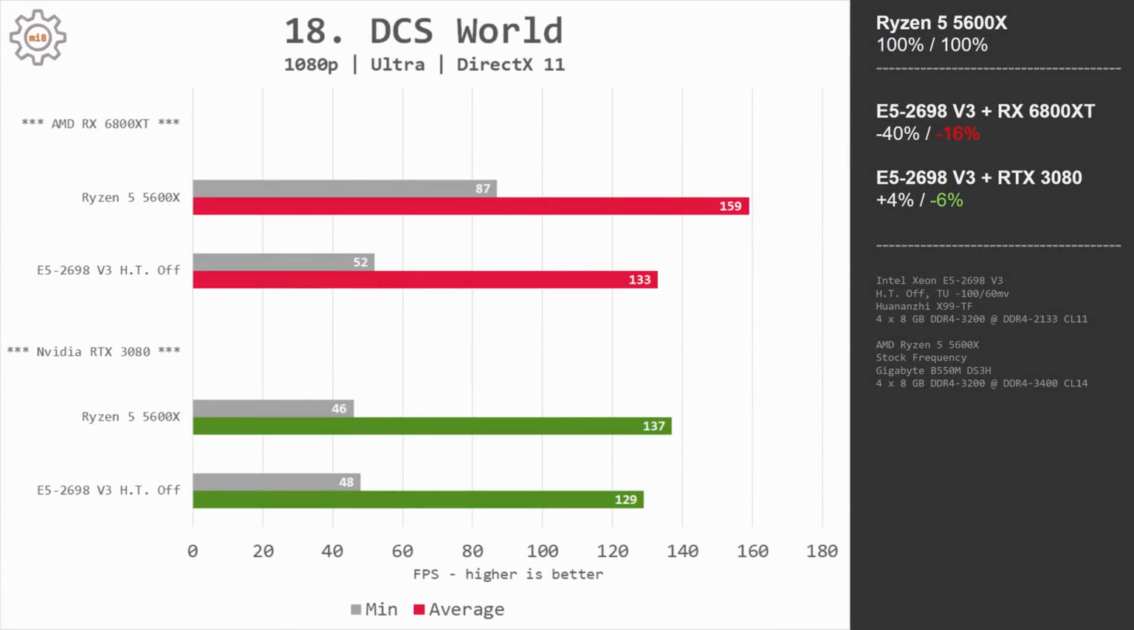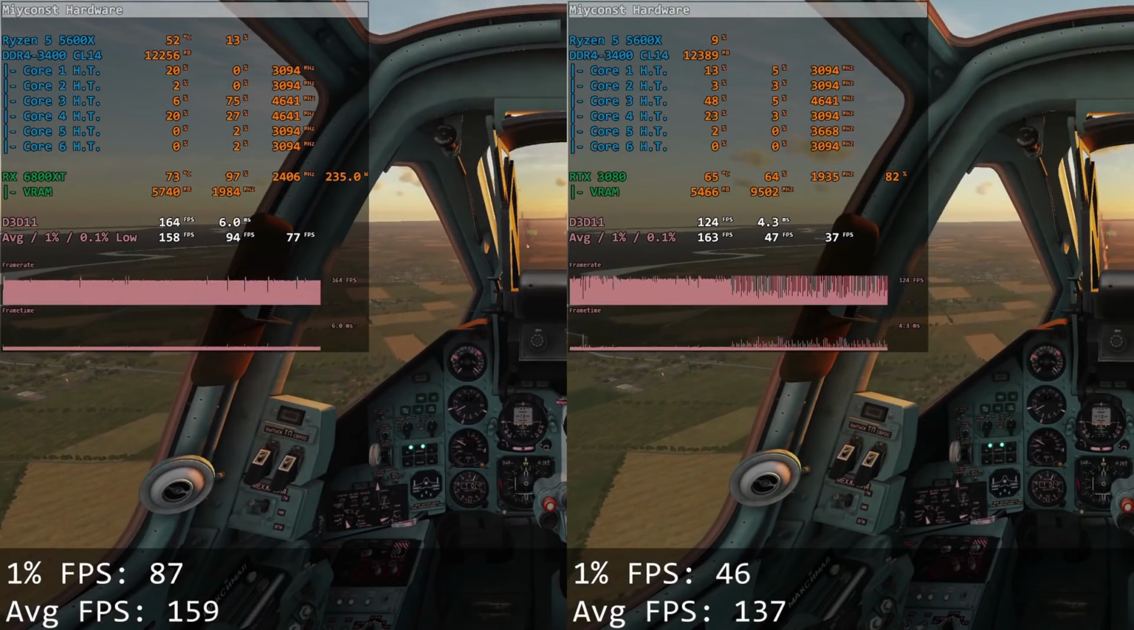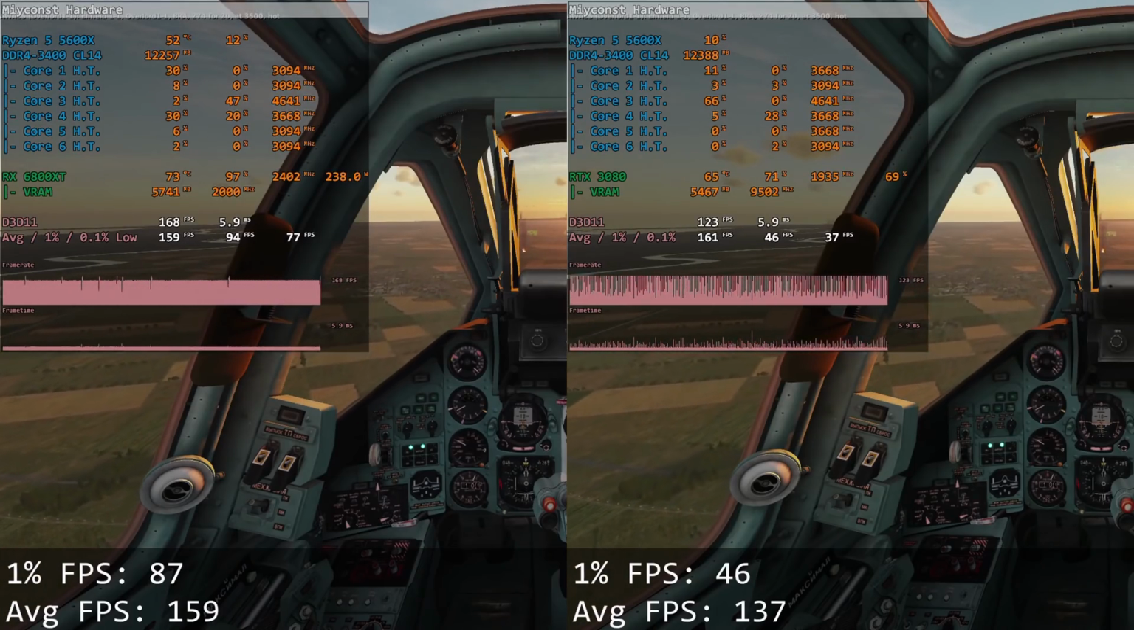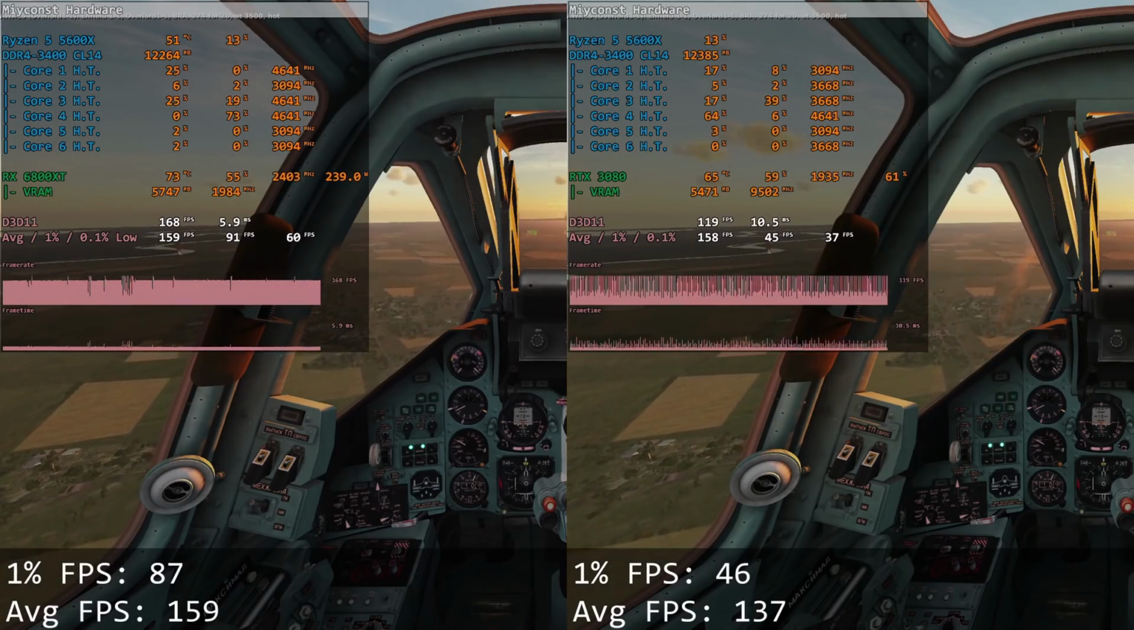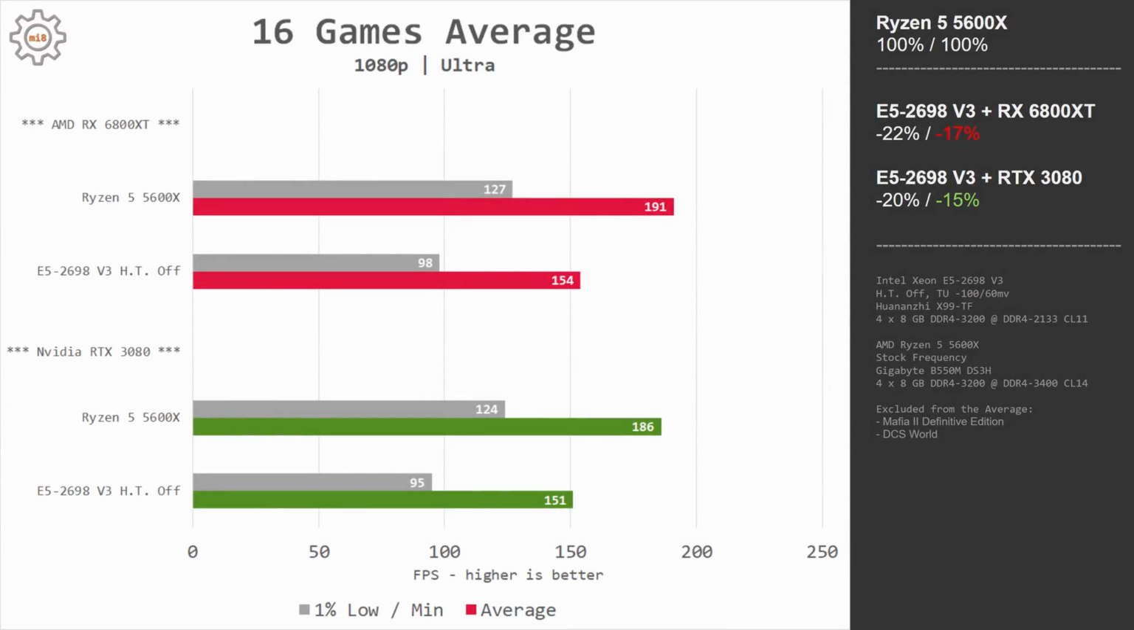For the averages, I'm going to combine only 16 games because Mafia 2 Definitive Edition and DSC World are providing much better results with AMD Ryzen 5 plus AMD RX 6800 XT compared to other results. Thus, it's not really fair to calculate the gap between Xeon and Ryzen in these games, since Nvidia RTX 3080 is not able to provide the same level of performance even with the Ryzen CPU. So, on average, using AMD RX 6800 XT, Xeon E5-2698v3 loses to Ryzen 5 5600X 22 and 17%, by minimal and average FPS. Switching the graphics card to Nvidia RTX 3080, the difference between the two CPUs is 20 and 15%. As you can see, the difference of the difference is just 2%.